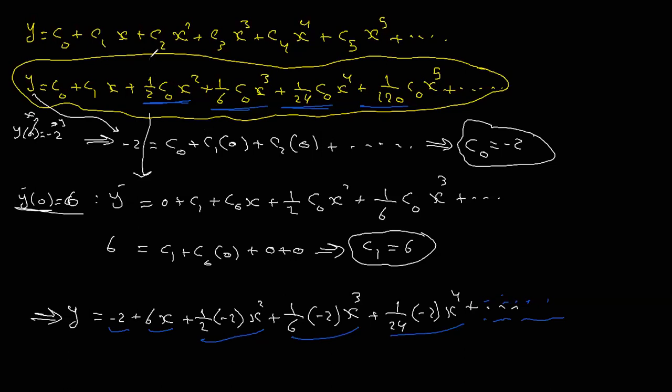Notice this one can be written 1 over 2 factorial. And this one can be written 1 over 3 factorial. And this one can be written 1 over 4 factorial. And this one can be written 1 over 5 factorial. So you can guess this constant to be 1 over 6 factorial, and then 1 over 7 factorial, and then 1 over 8 factorial.